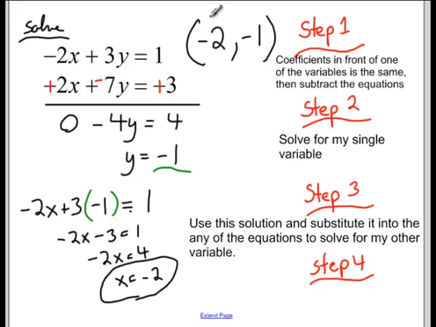Okay, so let's plug these in here. -2, this one in red, and -1. If I come over here and plug that in, -2 times -2 is +4. +4 plus, this is a -3. +4 minus 3 is equal to 1. So that checks out. So that's good.